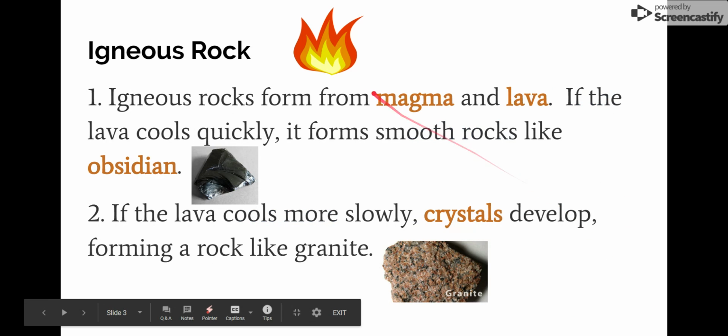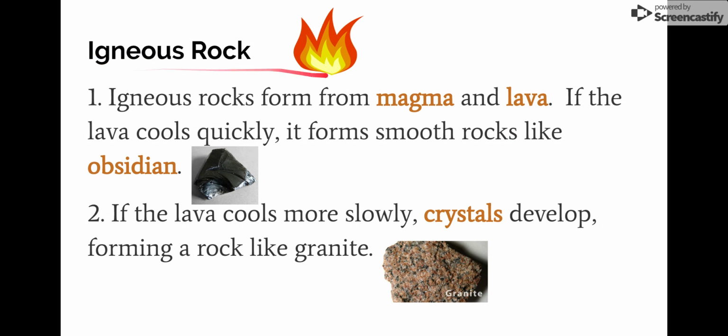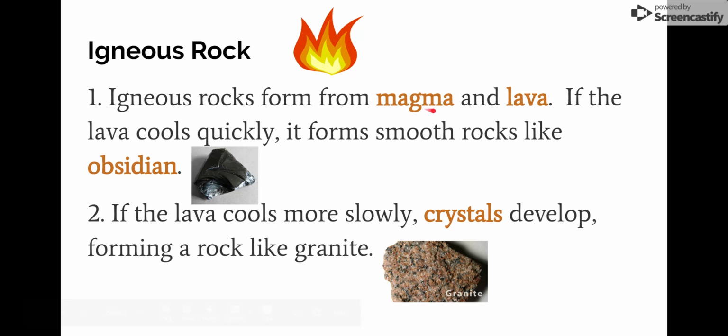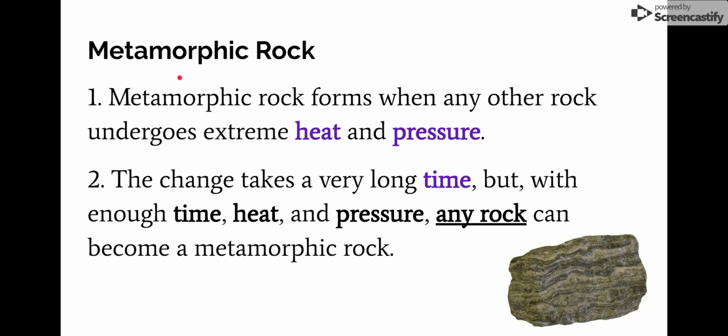Arizona. Another rock we talked about was igneous rock. Remember, it sounds like the word ignite or like a fire. And this can help us remember that igneous rocks form from magma and lava. And if the lava cools quickly, it forms smooth rocks like obsidian. If the lava cools more slowly, crystals develop, forming a rock like granite. All right. So again, anytime we hear the words magma, lava, cooling quickly, cooling slowly, we're going to be talking about igneous rock. So volcanic activity is kind of the key thing there.